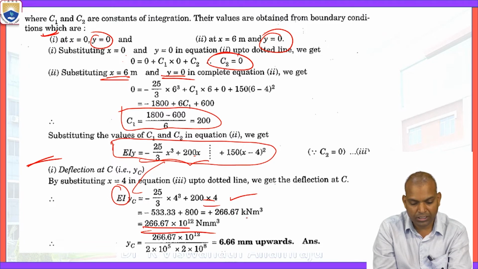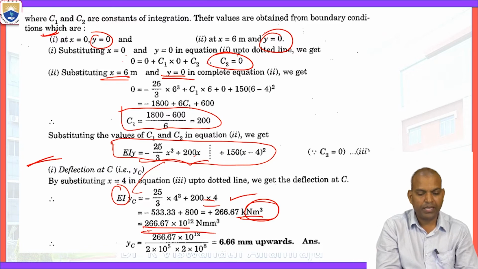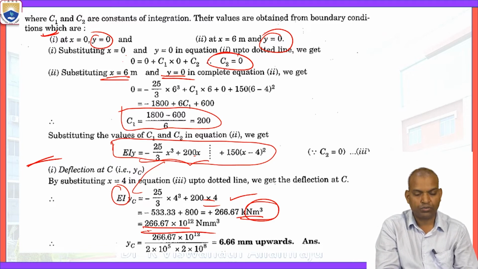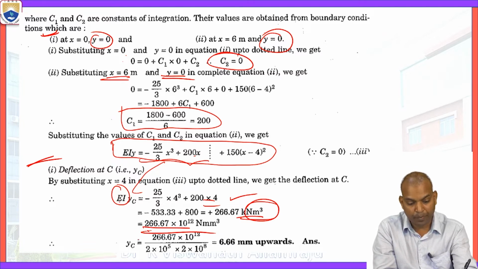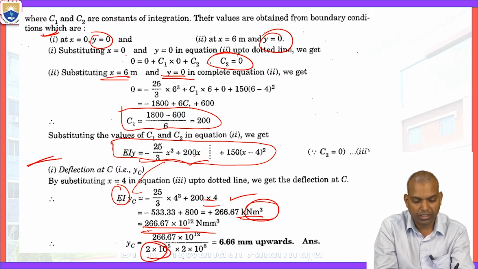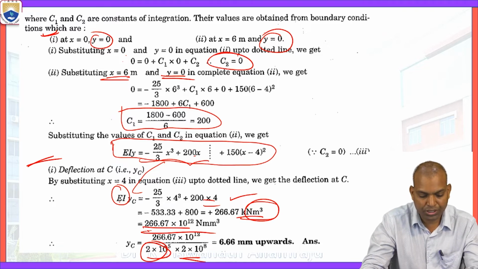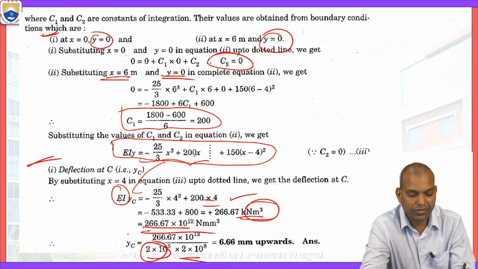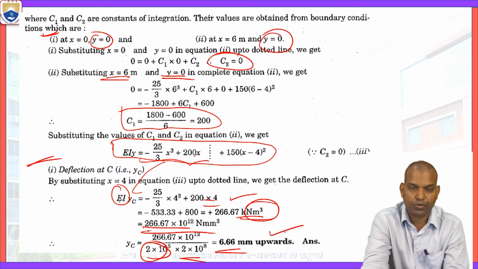So convert this kilonewton meter cube into Newton millimeter cube. The value obtained is 266.67 times 10 power 12 Newton millimeter cube. Now substitute in EI. What is the E value? 2 times 10 power 5. I value 2 times 10 power 8. After substituting the values of E and I, the deflection obtained at point C is 6.66 millimeters positive.